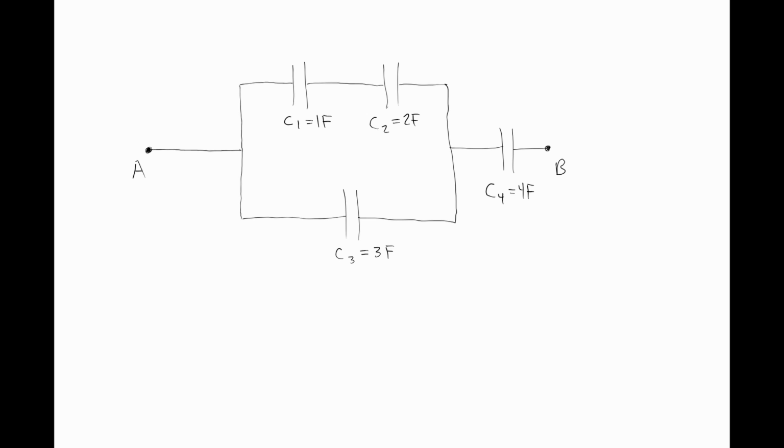Alright, so I've got 4 capacitors in a network. There's a 1 farad, 2 farad, 3 farad, and 4 farad. And I want to simplify this to find out what is the equivalent capacitance and what charge is on each of these capacitors.